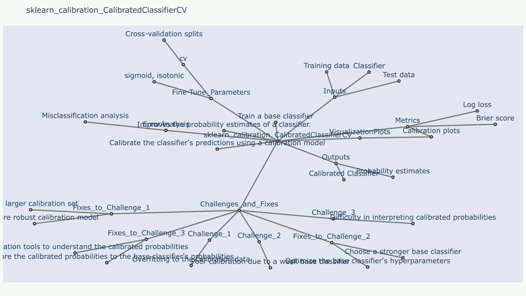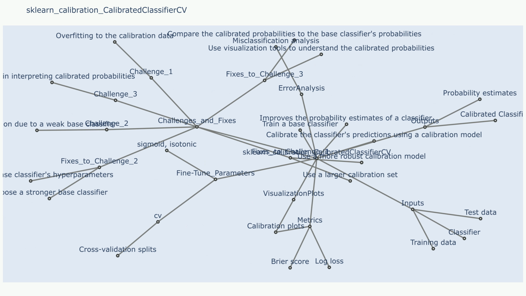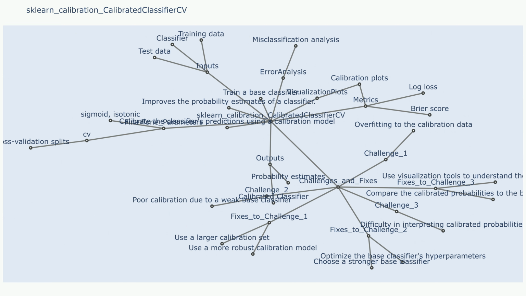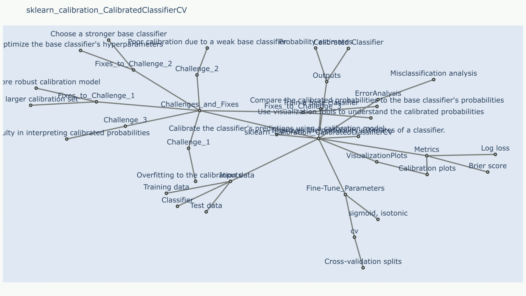Inputs: base estimator, the base classifier to be calibrated. It can be any scikit-learn classifier that provides probability estimates. Method: the calibration method to use. It can be sigmoid or isotonic. Sigmoid fits a sigmoid function to the predicted probabilities, while isotonic uses a monotonic function that preserves the order of the predicted probabilities. CV: the cross-validation strategy to use. It can be an integer, a cross-validation object, or an iterable. Outputs: calibrated classifier, a calibrated classifier object that combines the base classifier with a fitted calibration model.